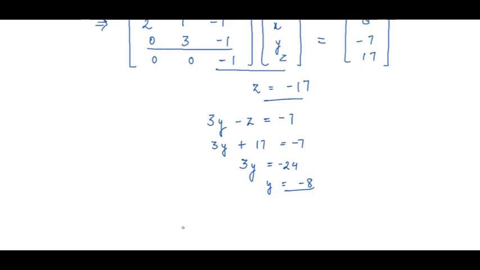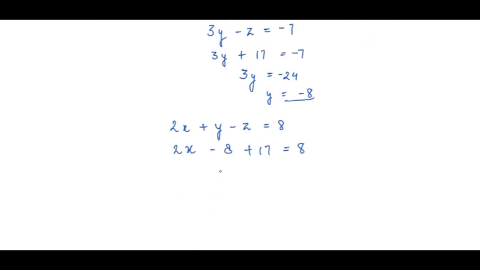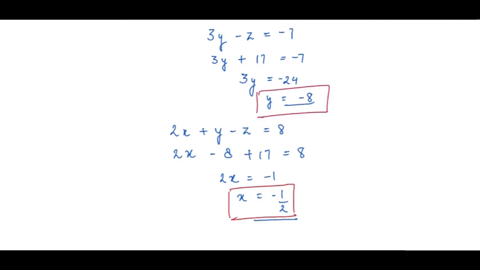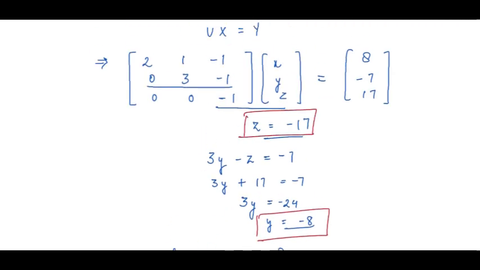And the first equation, 2x plus y minus z equals 8. On substituting y equals minus 8 and z equals minus 17, we get 2x minus 8 plus 17 equals 8. So 2x equals minus 1, and x becomes minus half. So this becomes the solution.